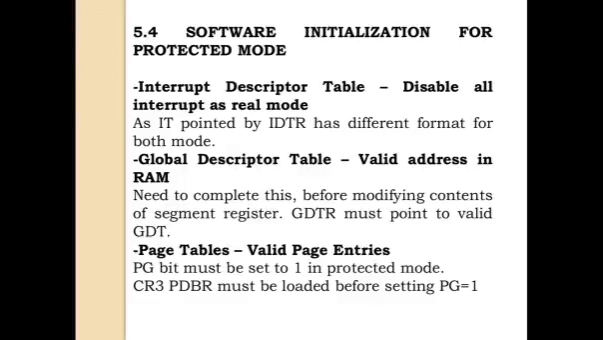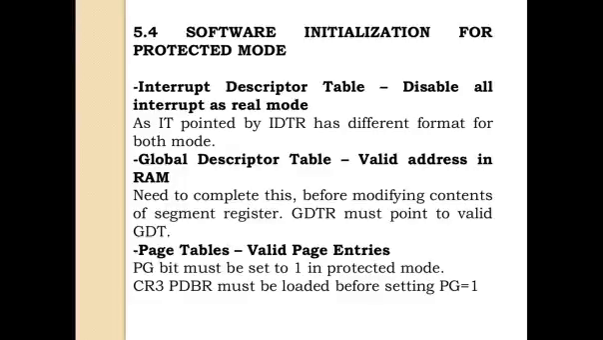Next, the global descriptor table. Valid addresses in RAM need to be passed. Before any segment register is changed in protected mode, the GDT register must point to a valid GDT. It should be a valid GDT table which belongs to protected mode.